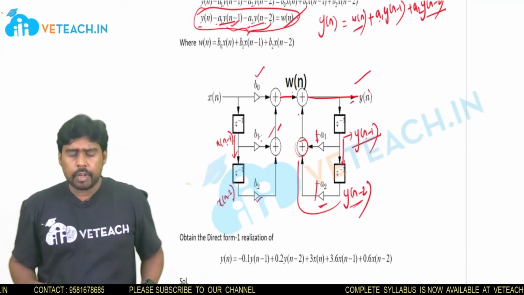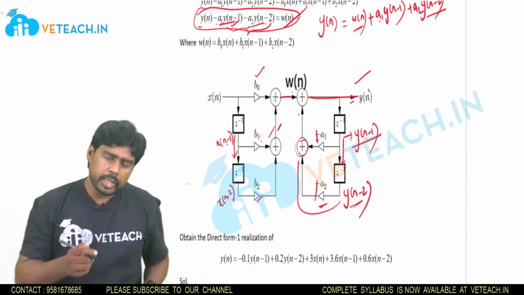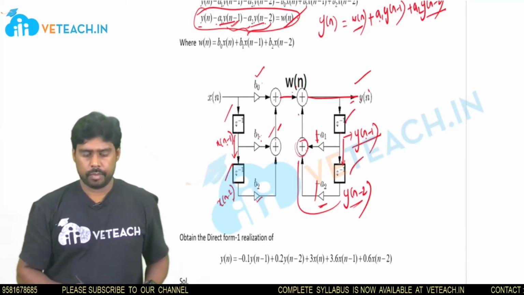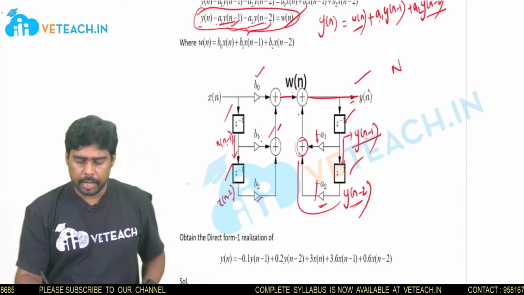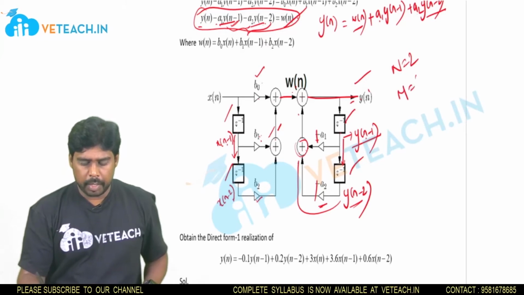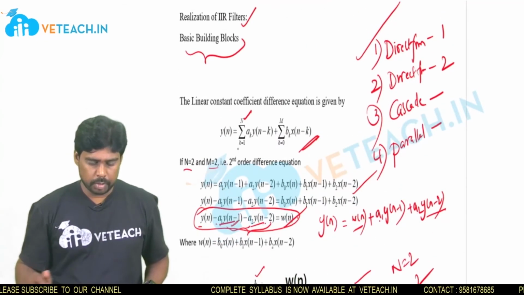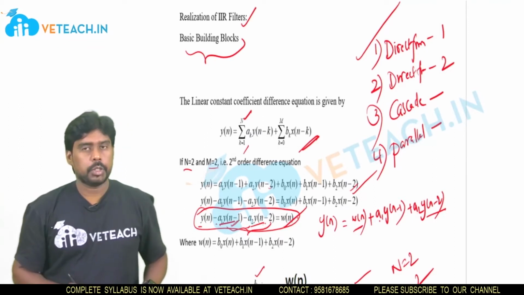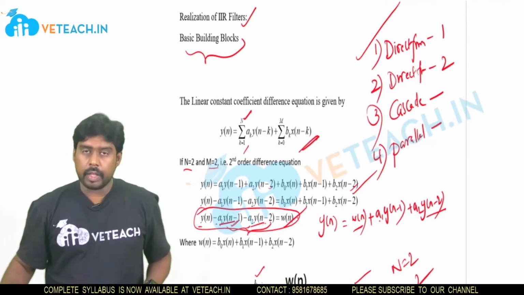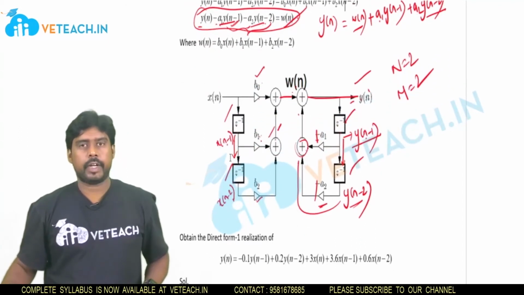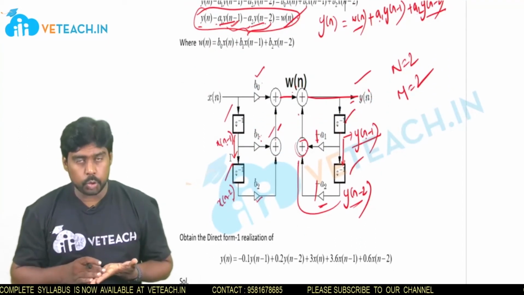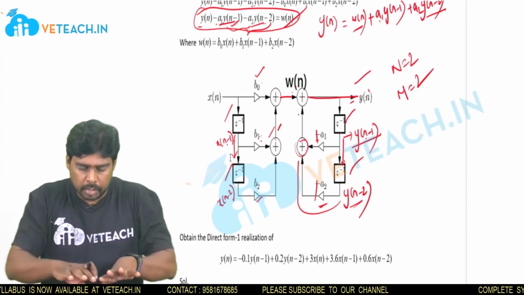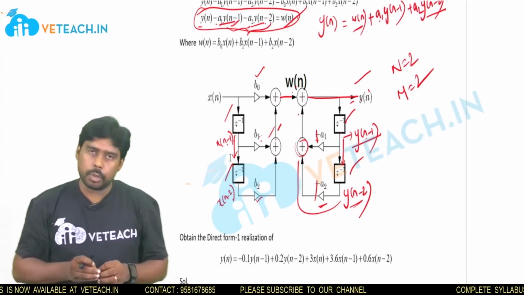So in direct form 1 structure, how many delay elements are required? 1, 2, 3, 4. Why? Because in this example, n equal to 2, m equal to 2. I will show you. This is the expression, n equal to 2, m equal to 2. That means the number of delay elements required is n plus m, 2 plus 2, 4. So with more elements, the circuit becomes complex. That is a drawback here.